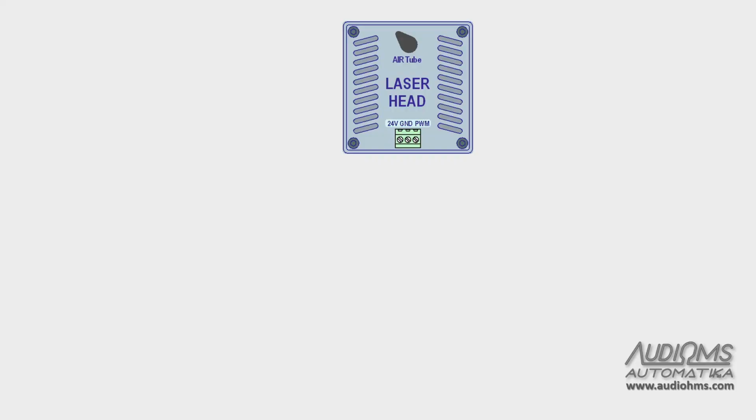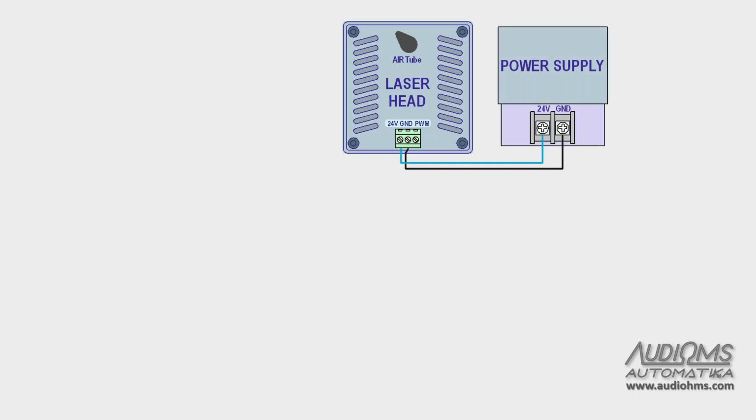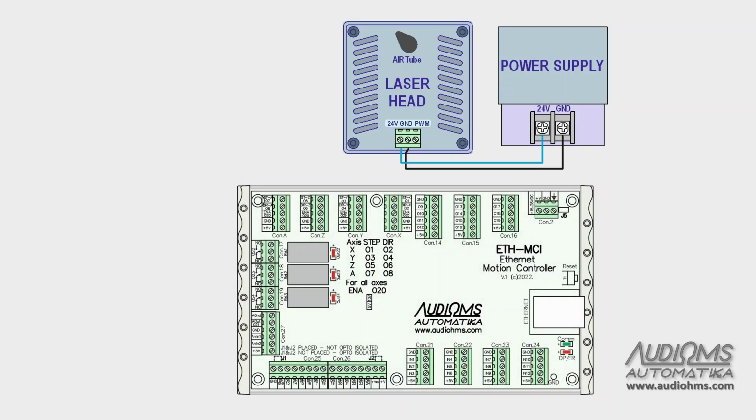Let's take a look at how the PWM signal needed to drive the laserhead is generated and how the laserhead is connected to the control system. For the laserhead, of course, it is necessary to provide a power supply. The PWM signal is generated by the ETH MCI motion controller. We choose the digital output 09, which will be connected to the PWM input on the laserhead. Now it is necessary to configure the Micro CNC software accordingly.